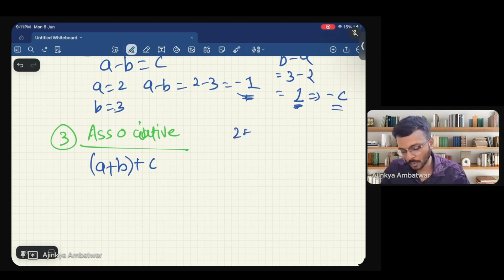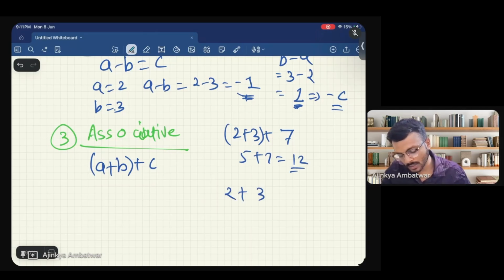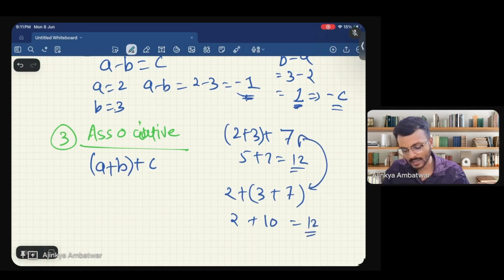Let's say I'm doing 2 plus 3 plus 7. So what I'll do is 2 plus 3 first, that is 5, plus 7, that is 12. I'll get 12. Or in the other way, if I want to do the same thing, I'll do 3 plus 7 first. I put a bracket on 3 plus 7. So 3 plus 7 is 10. 10 plus 2 is again 12. So you see both ways I get the same answer. Which means (a plus b) plus c is the same as a plus (b plus c). Do you understand this?